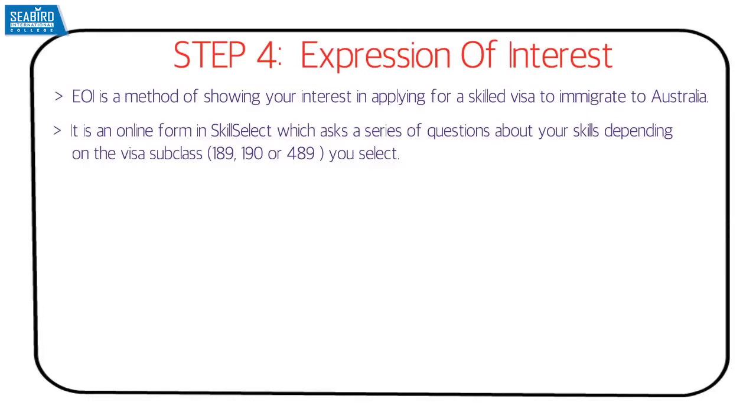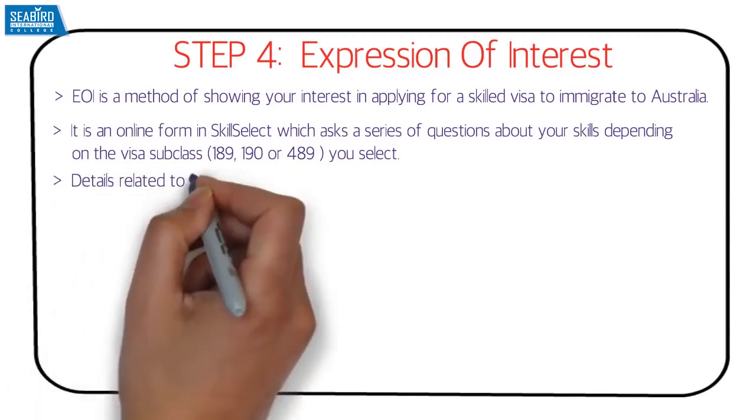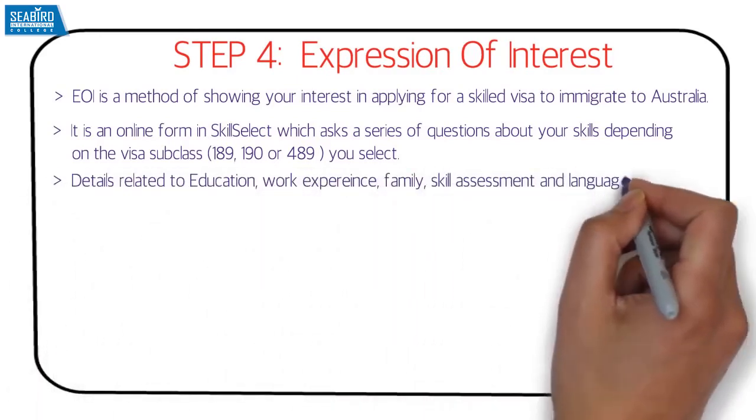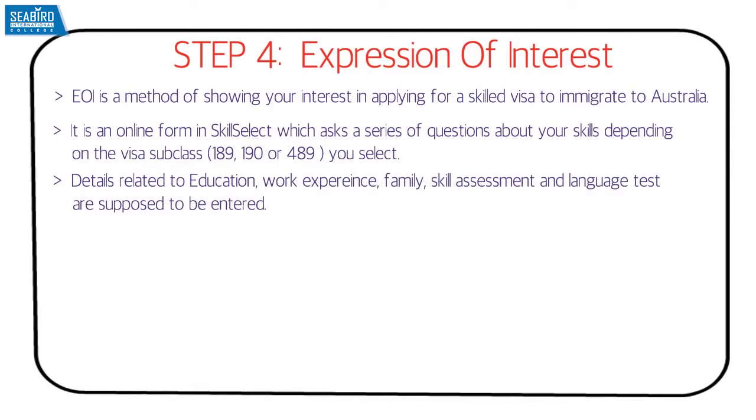It's an online form in SkillSelect, which asks a series of questions about your skills depending on the visa subclass you select. There are three visa subclasses: visa 189, visa 190, and 489. So you have to select your visa subclass over there. Details related to education, work experience, family, skills assessment, and language test are supposed to be entered while you're filling up the form for your EOI.